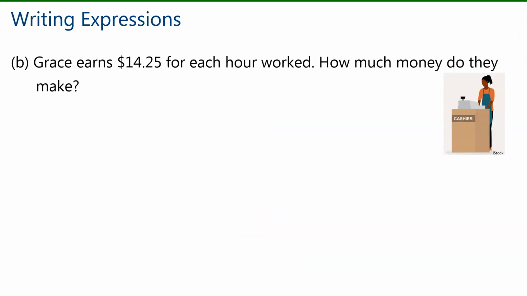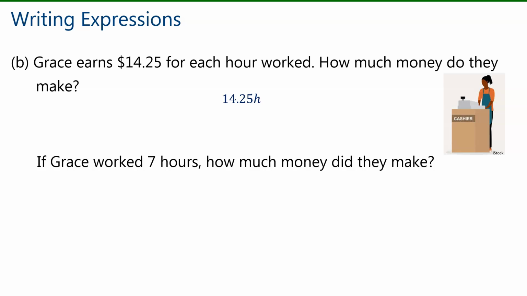Now for B, it says Grace earns $14.25 for each hour worked. How much money do they make? Well, I would multiply however many hours there are with $14.25. And since it doesn't tell us, we can use a variable. So our expression can be 14.25h.